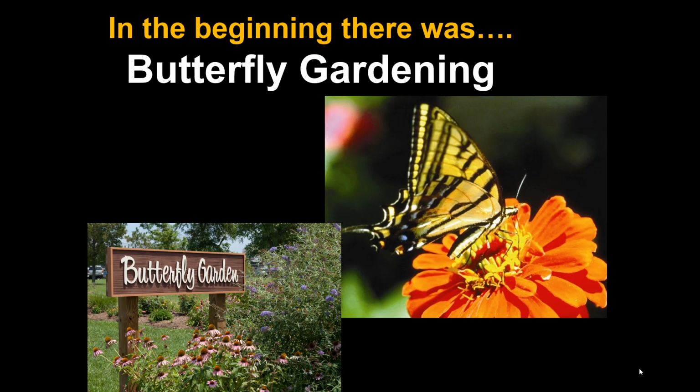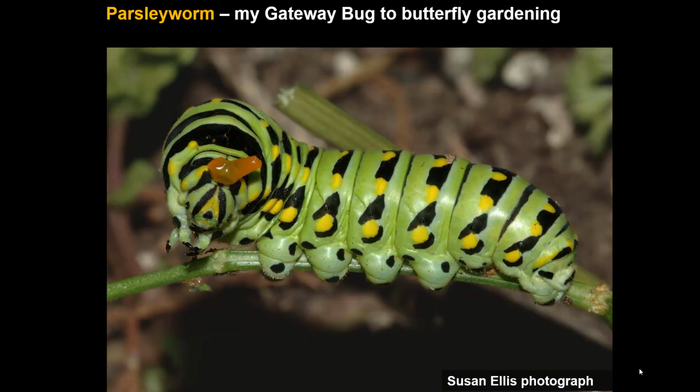Now, this whole idea of landscaping for insects starts with butterfly gardening. I mean, in the beginning, that's what we were talking about. And the insect that got me into it is an insect shown here. It's called the parsley worm, my gateway bug to the idea of landscaping my yard in purposeful ways to bring some insect action to my yard.